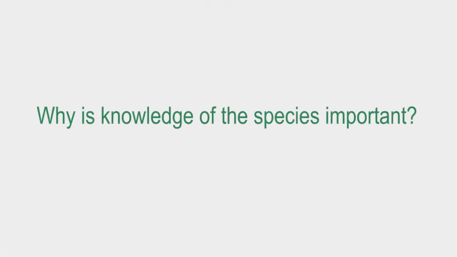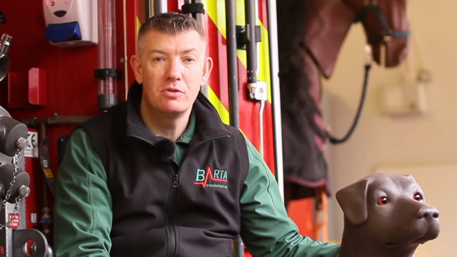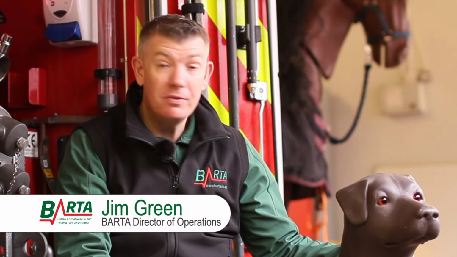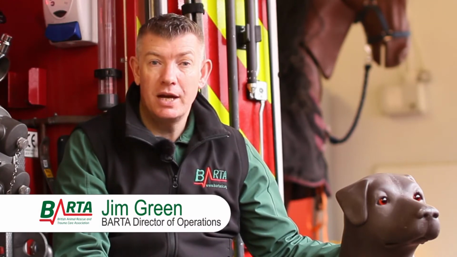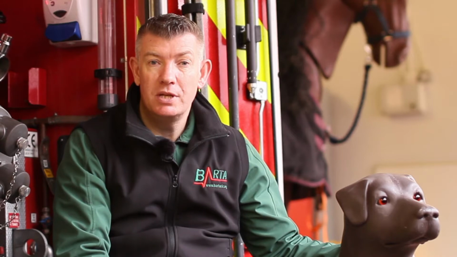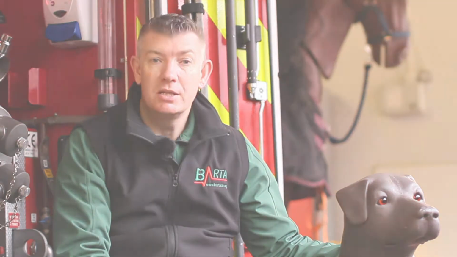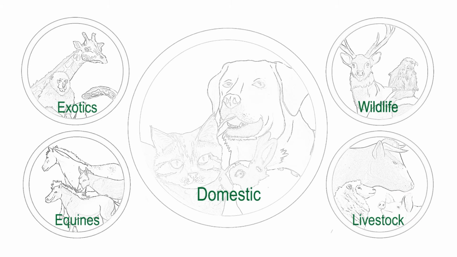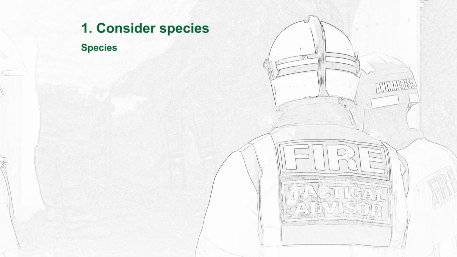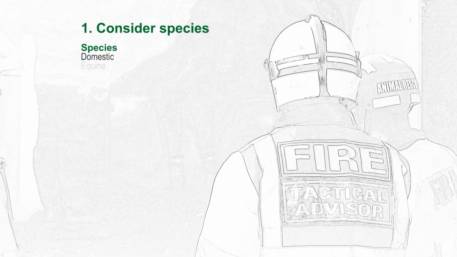First question we need to ask ourselves is what type of animal are we dealing with? Because all will come with different risks, different behavioural characteristics and different needs. And what we've done is we've categorised the species groups into 5 distinct areas. That's domestic, equine, livestock, exotic and wildlife. Categorising these animals into groups will help us to have an understanding of the basic needs of that species type.